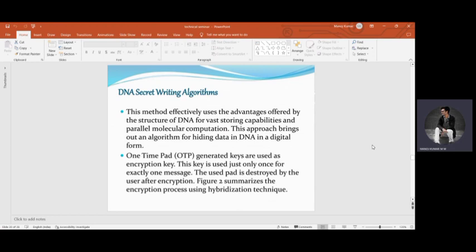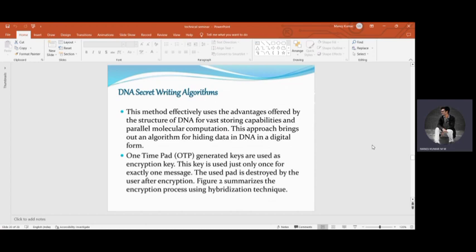One-time pad key. The generated key is used as the encryption key. This key is used only once, for exactly one message. This pad is then destroyed by the user after encryption. The encryption process uses hybridization techniques.